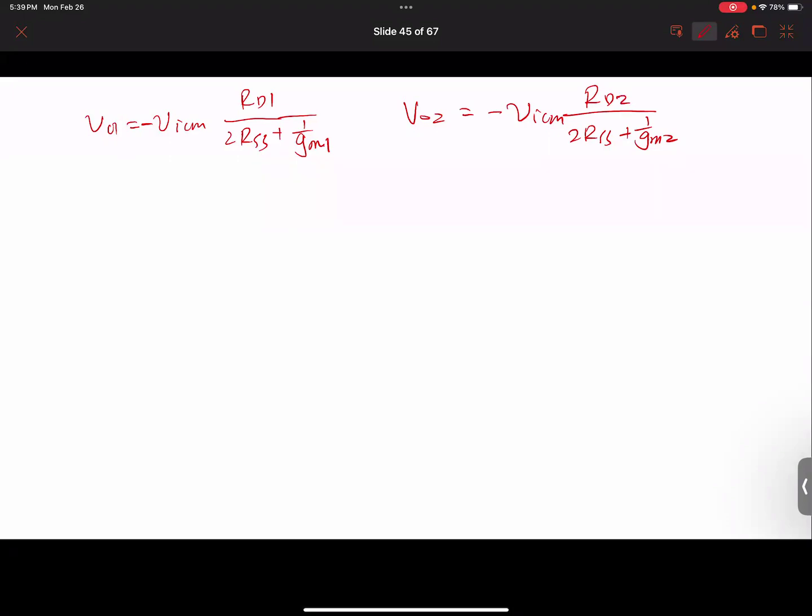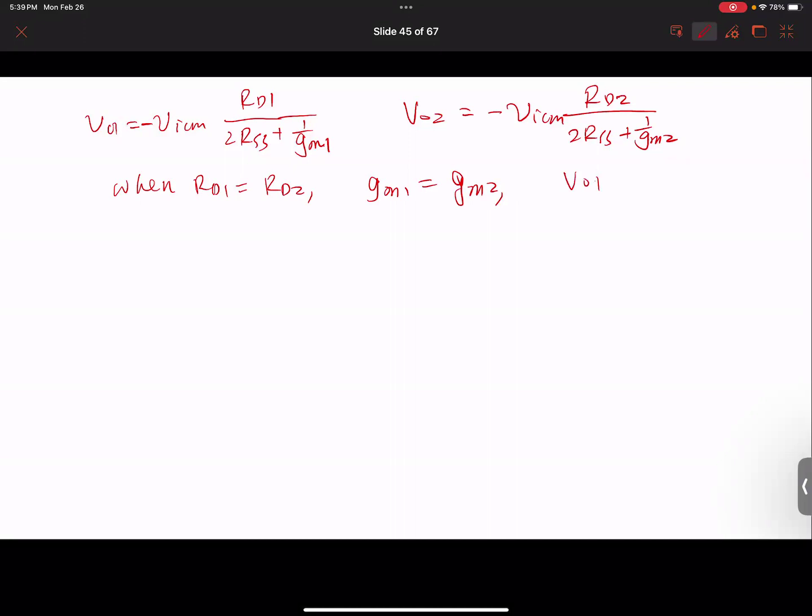And then you can see that when RD1 equals RD2 and GM1 equals GM2, VO2 minus VO1 equals VO equals 0. But when RD1 or GM1 does not equal GM2, this is what happens.